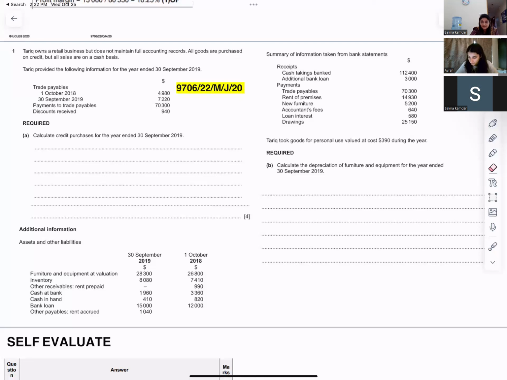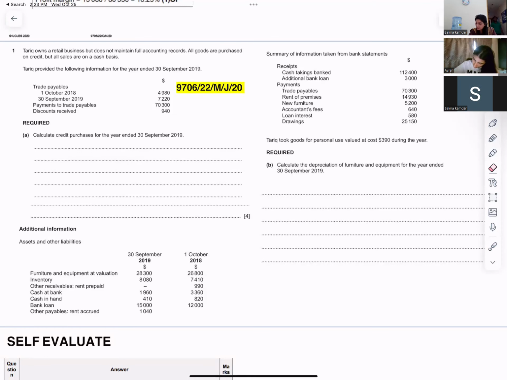The credit purchases for the year ended. So if they want you to calculate the credit purchases in incomplete records, what do you make? The PLC account. It is for 4 marks, so look at the weightage of the marks before giving any detailing.